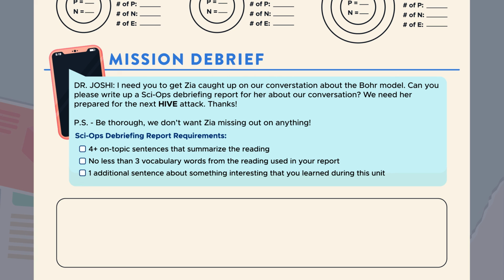PSYOPS debriefing report requirements. 4 or more on-topic sentences that summarize the reading. No less than 3 vocabulary words from the reading used in your report. 1 additional sentence about something interesting that you learned during this unit.